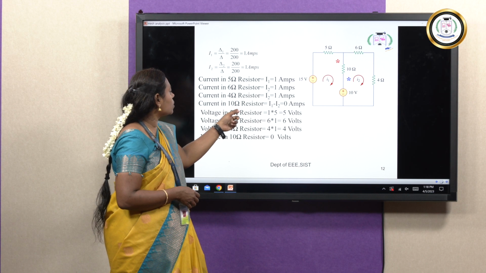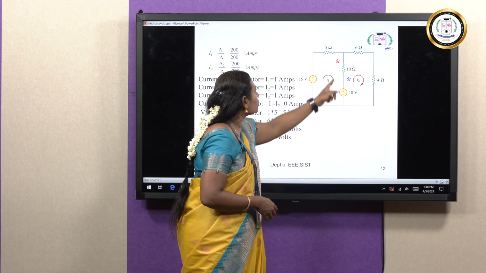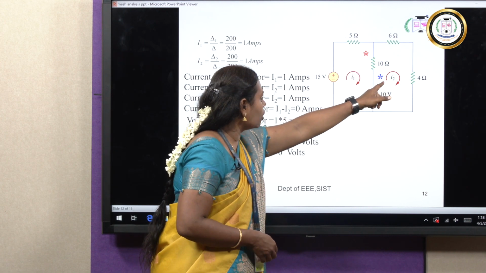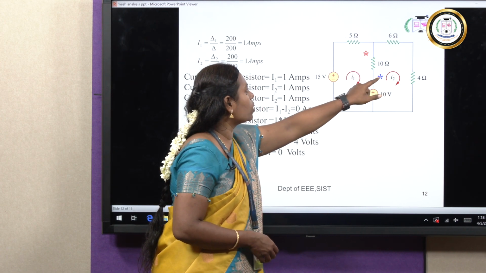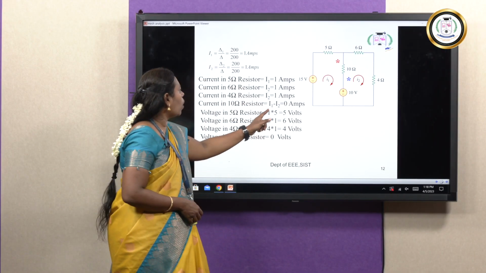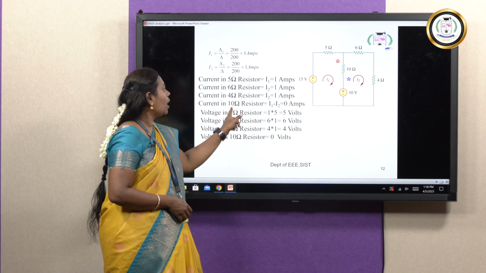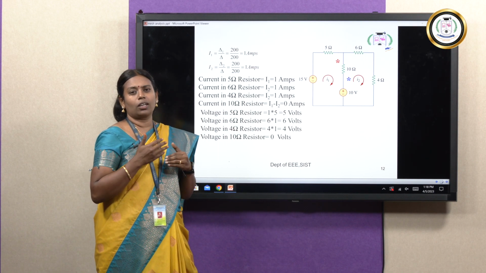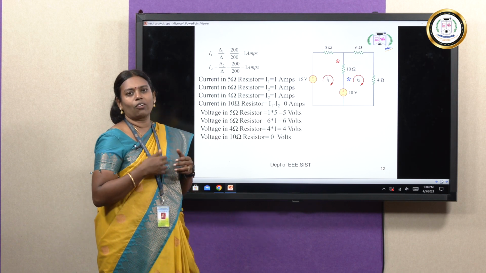Current in the 10 ohm resistor. In the 10 ohm resistor, two currents are flowing. I1 current is flowing at the top point of your 10 ohm resistor. I2 current is flowing at the bottom point of the 10 ohm resistor. So, I1 value is 1, I2 value is 1. So, 1 minus 1 we will be getting 0 in the 10 ohm resistor. In the 10 ohm resistor alone you have to look carefully. The remaining resistors we can write easily.